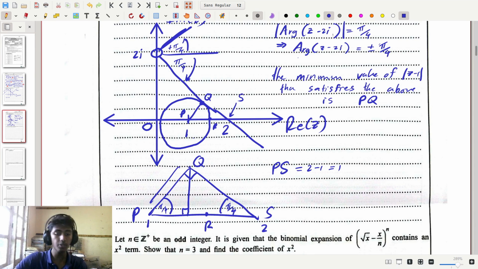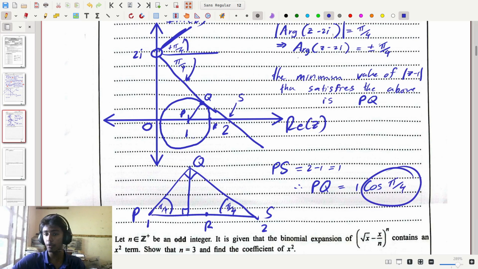How can we do that? Well, we can see here, this is 90 degrees, this angle is pi by 4, and the hypotenuse here is equal to 1. So if the hypotenuse here is equal to 1, PQ is going to be equal to the hypotenuse, which is 1, times the cosine of pi by 4, since this right here is a 90 degree triangle. So therefore, PQ is equal to 1 times the cosine of pi by 4. And the cosine of pi by 4 is 1 divided by the square root of 2.